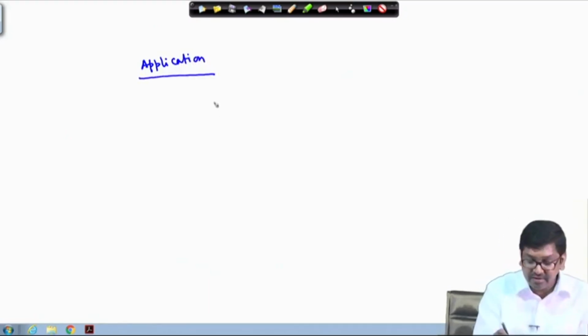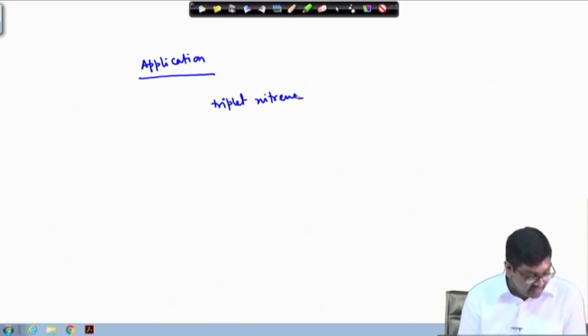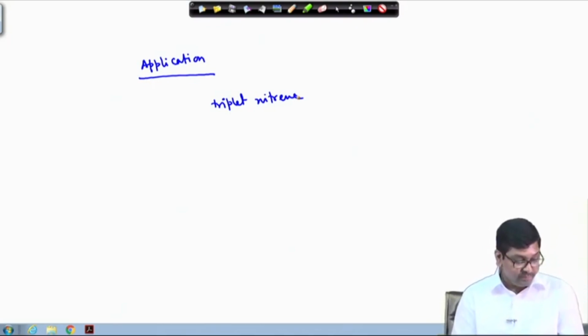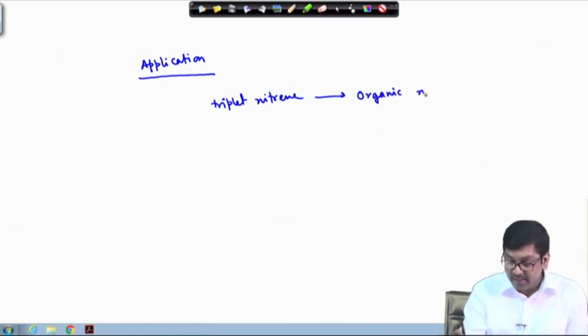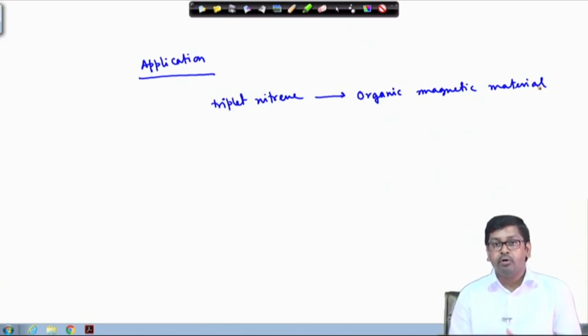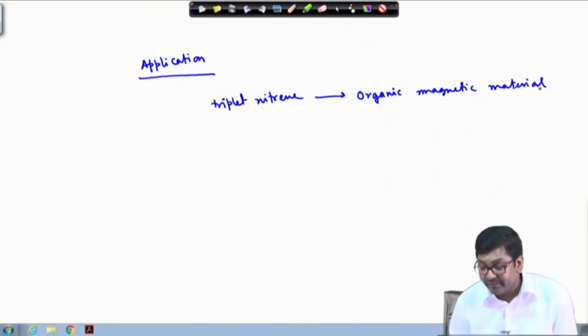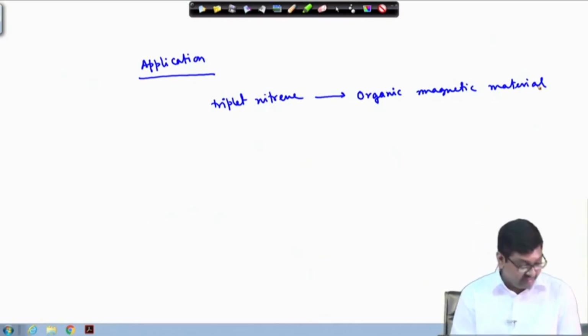in the case of triplet nitrene, as they have these unpaired electrons and behave like a biradical, they could be a very good species as an organic magnetic material. So, they can be used as organic magnetic material. There is enormous research going on in this field, where triplet nitrenes are used as organic magnetic material, and this is a very important application of triplet nitrenes.